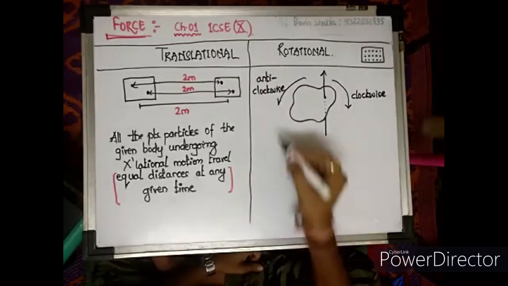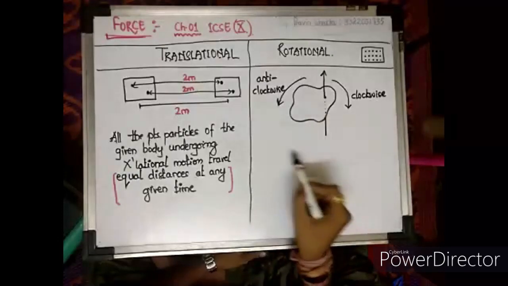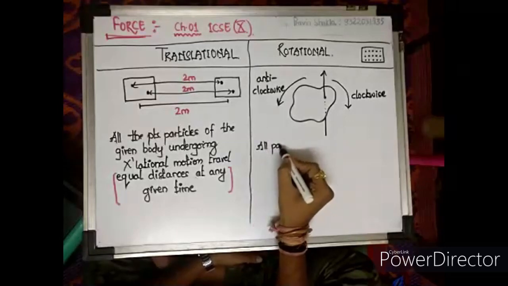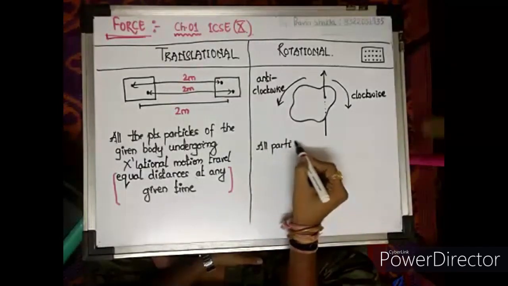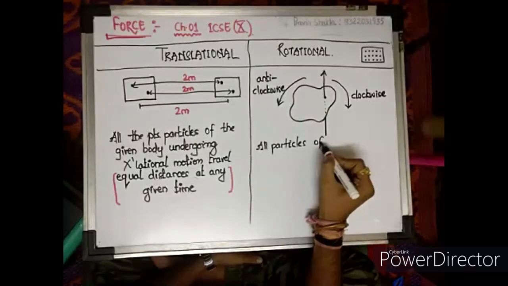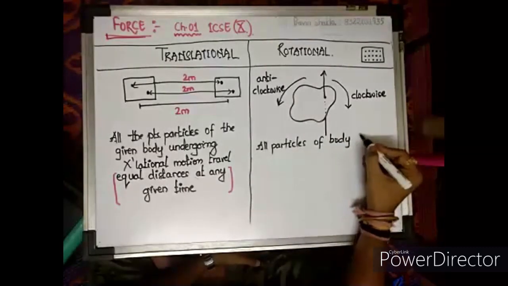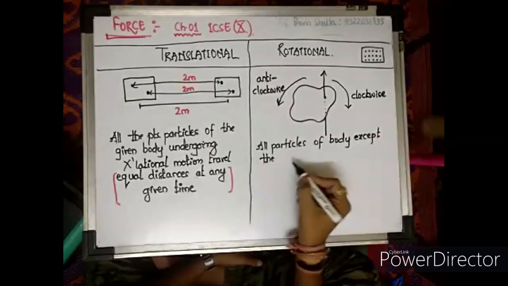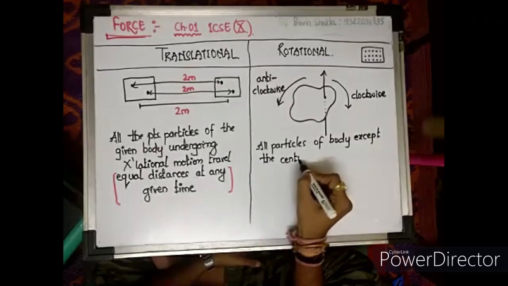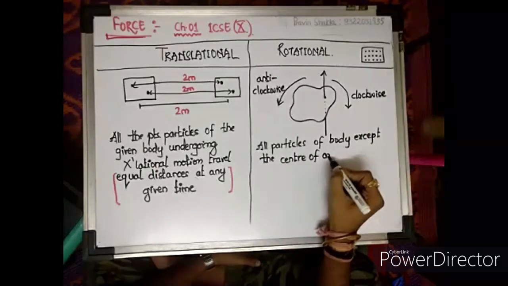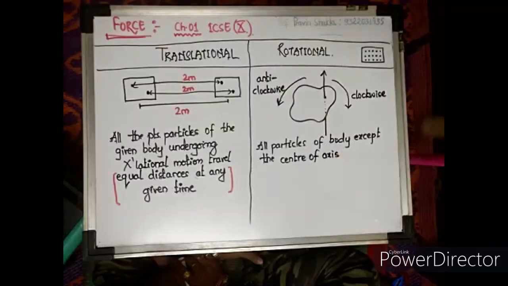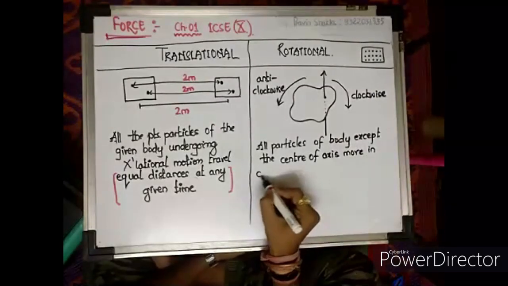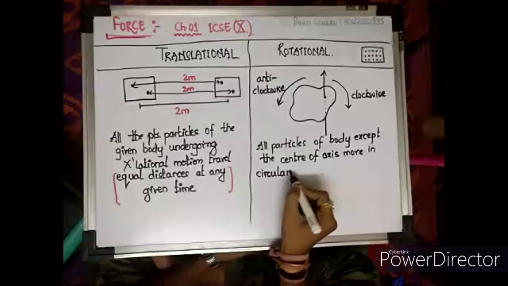Now understand this. If I have to define rotational motion, it is when all particles of the body, except the center of the axis, move in circular trajectory.